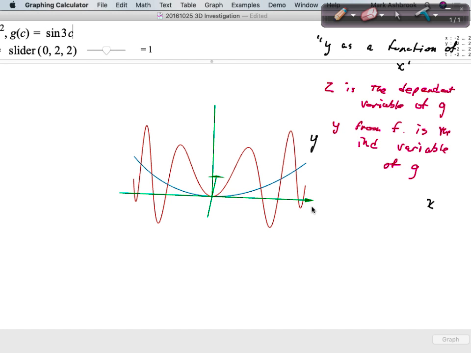Okay. Keep going in both directions. Now look at your graphs of sine and sine of 3c, and compare them to this red graph of g. g is the graph of sine 3c, right? So, do you notice anything? What do you notice?